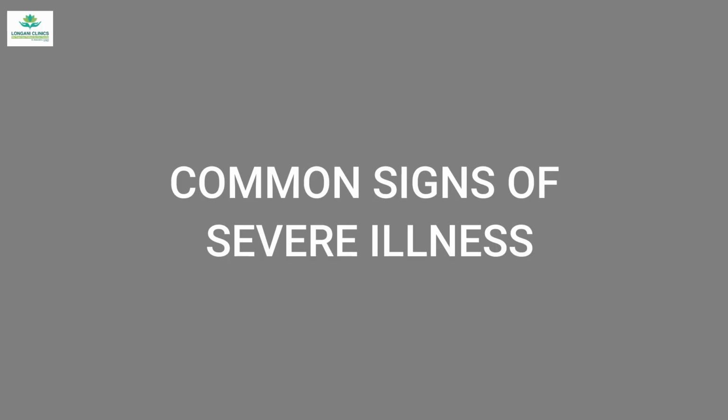6. Diminished alveolar ventilation. Now we will see the common signs of severe illness. First, excessively high or low temperature. 2. Excessively high or low pulse rate. Excessively high or low respiratory rate. Excessively high or low BP. Altered state of consciousness: anxiety, lethargy, confusion, delirium, coma.